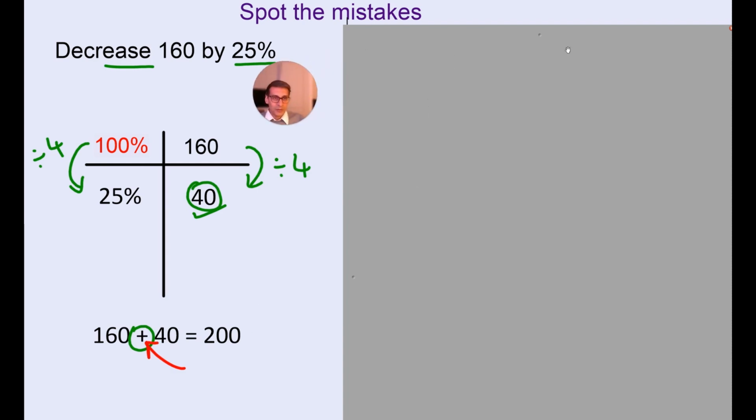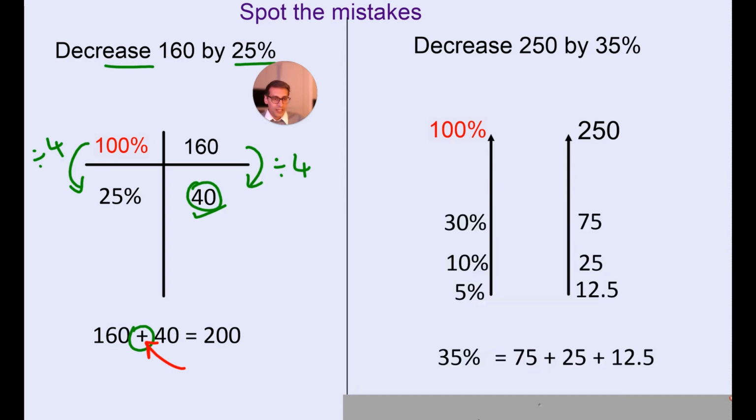All right, what about the right-hand side? See if you can spot the mistake here. Pause the video until you spot it and then have a go. Okay, so in this case, let's see what they've done wrong. If you're decreasing by 35%, this person has worked out 10% is 25, that's correct.